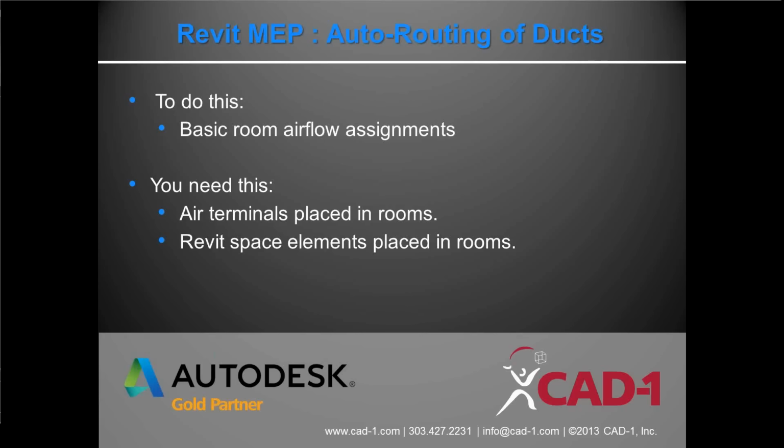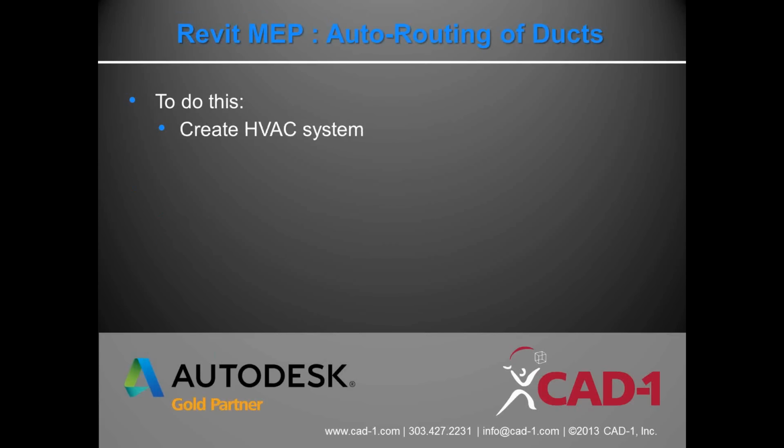So to do basic airflow assignments, you need to have air terminals in the room and spaces in the room. And to do a little more with it, there's always more steps. There's more tweaking with that. So the next thing I'm going to do is create an HVAC system. So I'm building up. I need to have a system so that I can do my airflow requirements. So the next step is to create an HVAC system.